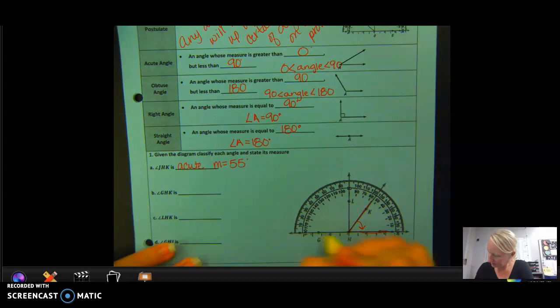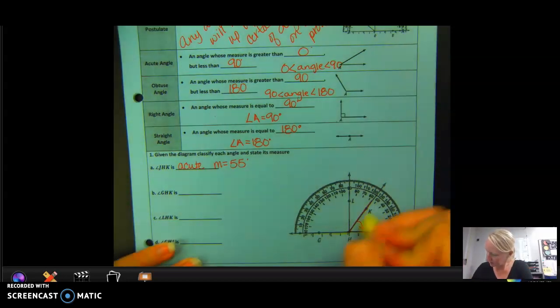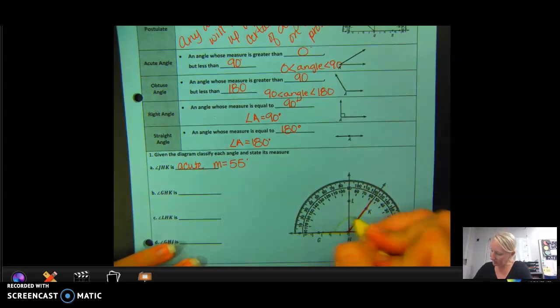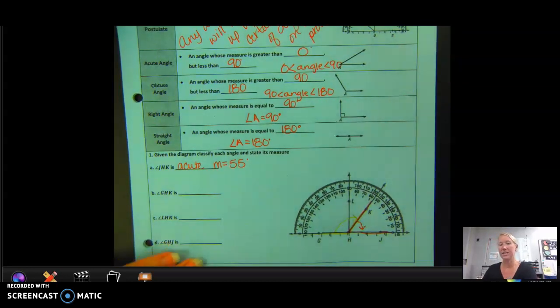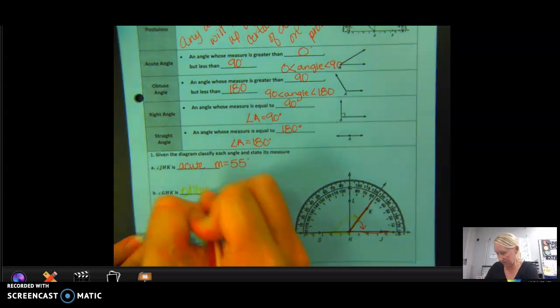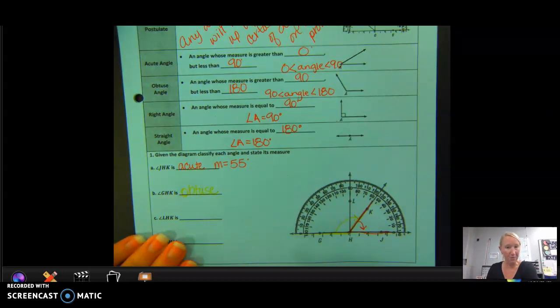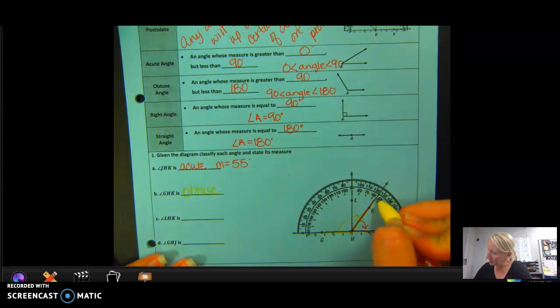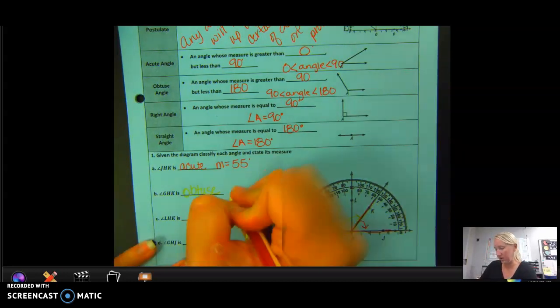G to H to K. So G to H to K, this angle here, that angle there is more than 90, so it would be obtuse. You guys see that? Oh, kind of. Okay. So that means that it's not going to be the 55, but the 125.